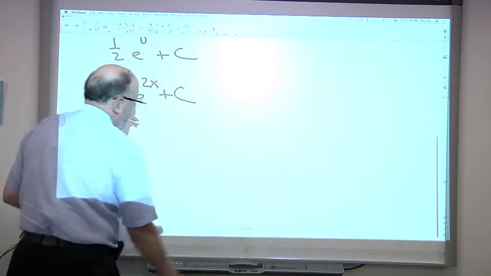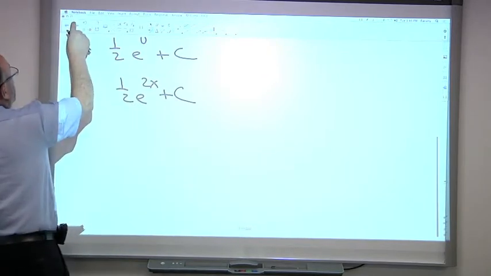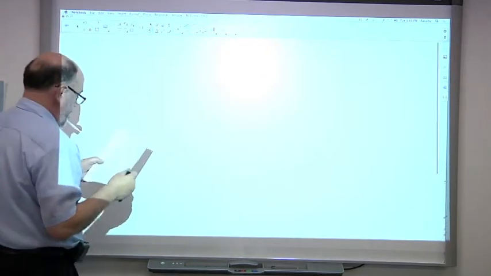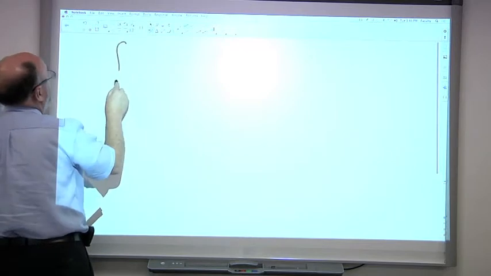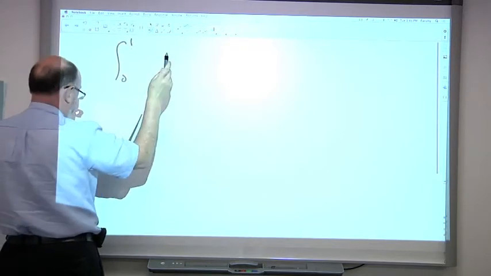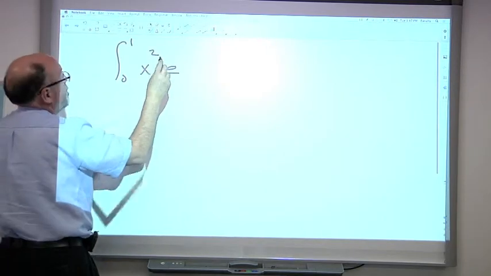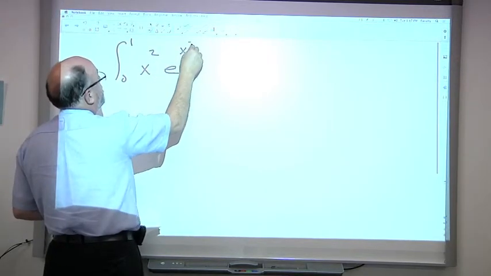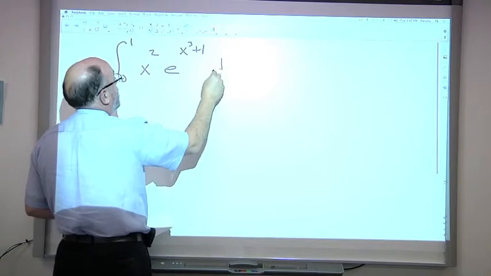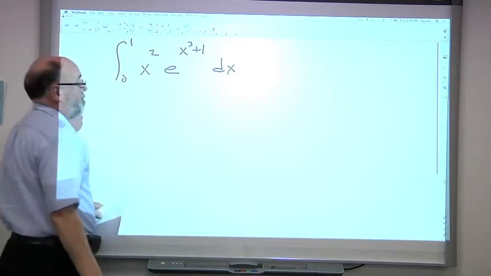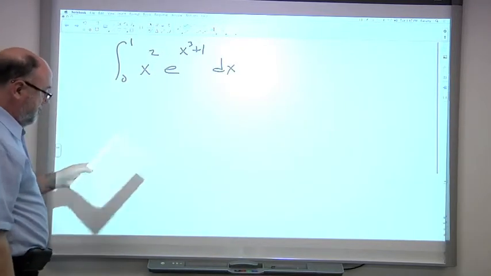And then one more, but this time one that is a definite integral. And so let's do this one. So we want to integrate from 0 to 1, x squared e to the x cubed plus 1. So this one we're going to get a numerical answer.